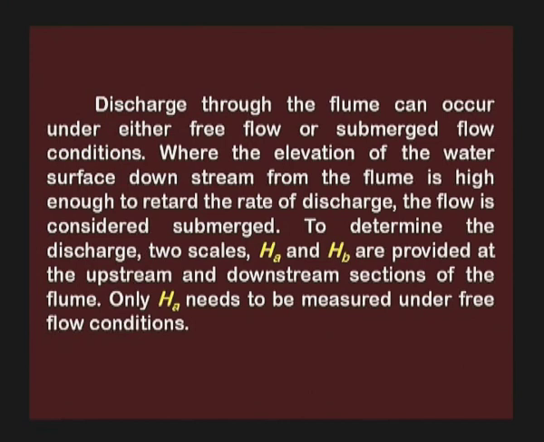Discharge through the flume can occur under either free flow or submerged flow conditions. When the elevation of the water surface downstream from the flume is high enough to retard the rate of discharge, the flow is considered submerged. To determine the discharge, two scales, HA and HB, are provided at the upstream and downstream sections of the flume. Only HA needs to be measured under free flow conditions.